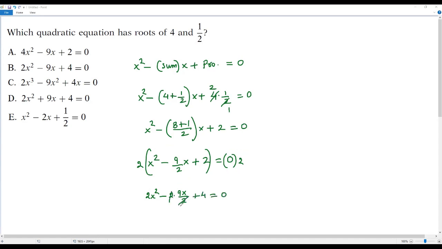Here this 2 will cancel out. I am getting 2x squared minus 9x plus 4 equals 0. Here I got the quadratic equation which has the two roots 4 and 1 over 2. I find this quadratic equation in answer choice B. The correct answer choice for this question is B.